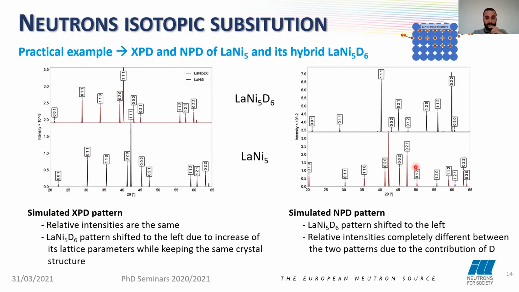But for the case of neutron powder diffraction, the two diffraction patterns are quite different. Similarly to the X-ray pattern, in the case of the hydride, the peaks are shifted to the left compared to the original species. However, it is clear that the relative intensities are completely different in the two patterns, and this is due to the contribution of deuterium atoms to the neutron diffraction.